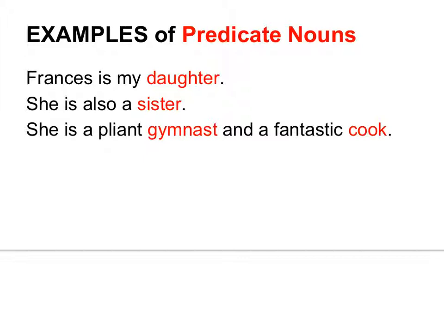Here are a couple more examples of predicate nouns. Frances is my daughter. She equals my daughter, and therefore this is a predicate noun. It's renaming Frances. She is also a sister. It's renaming she. She is a pliant gymnast and a fantastic cook. Pliant is modifying gymnast, fantastic is modifying cook. But both of these are renaming she, making them predicate nouns.